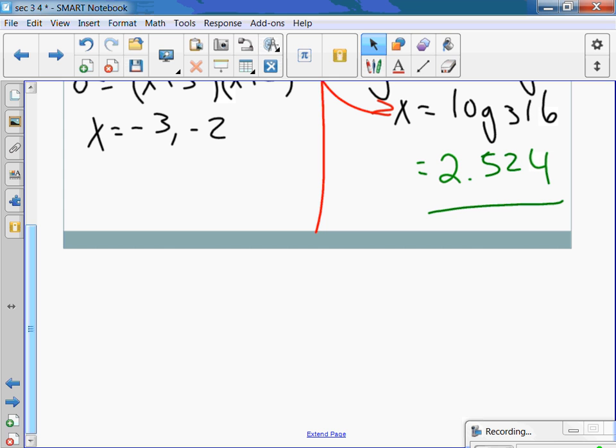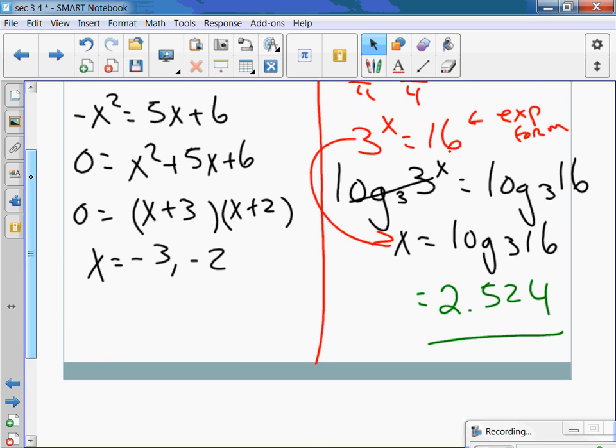Where do you get base 3 from when you take the log of both sides? Where do we get the base 3 from? How did I know to choose log base 3? Because it's whatever the base is of our exponential. Because we want the 3's to match up where they will cancel each other out. So if I had 2 to the x equals something, I'd want log base 2.